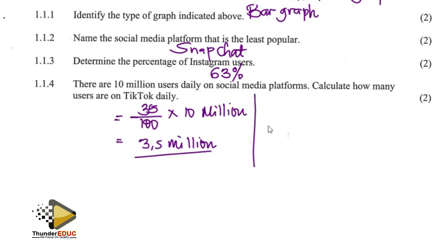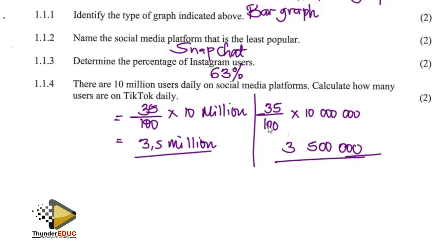I know some people did this, which is also fine. 35% times, when you turn the 10 million, this means the 10 million will have 7 zeros. So we shall have the 10 itself, and we shall put on 6 zeros because we are looking at million. So you ended up having the answer as 3,500,000. Don't forget this. They said these are what? Users. Okay.